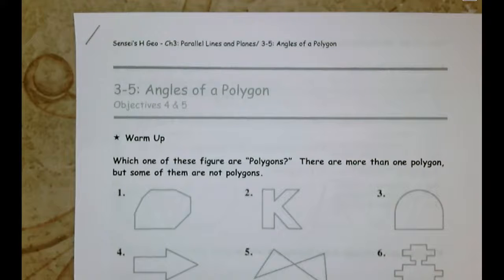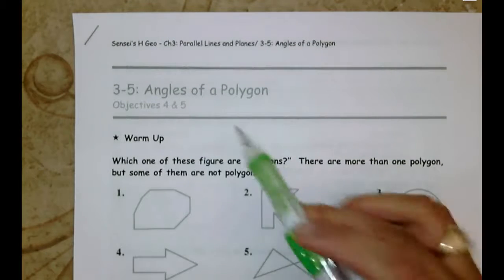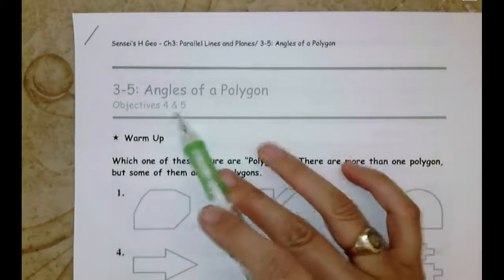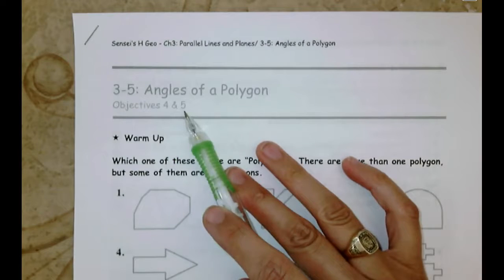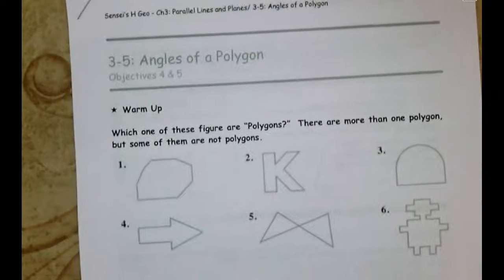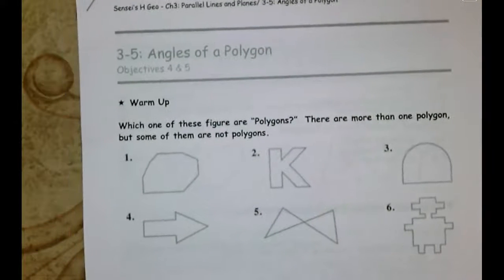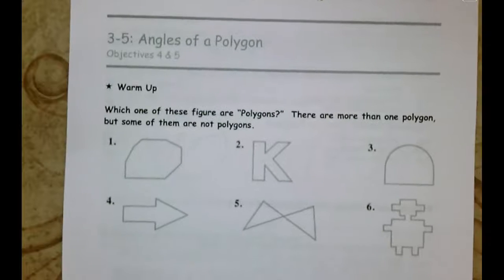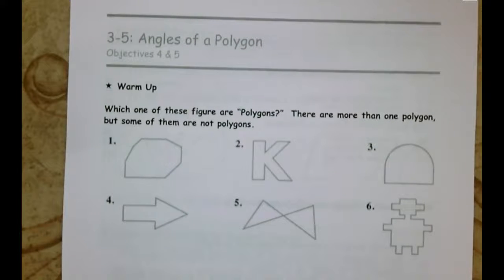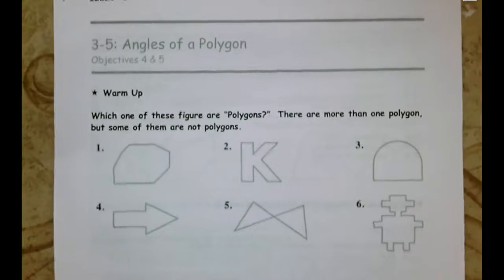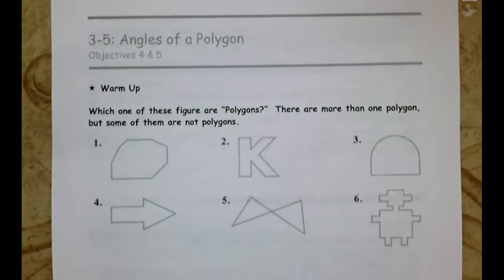This is section 3.5, angles of a polygon. We have two objectives, 4 and 5. Okay, here's a warm-up. Which one of these figures are polygons? There are more than one polygon, but some of them are not polygons. So think about it first and check the ones that you think are not polygons here.